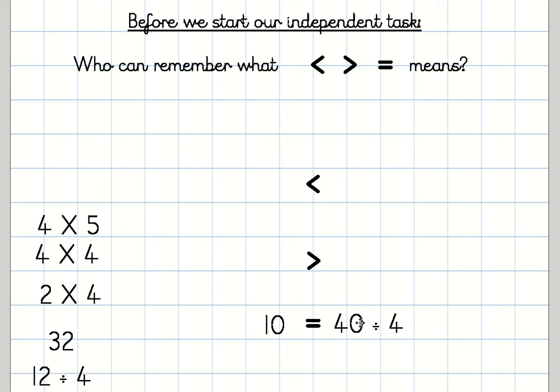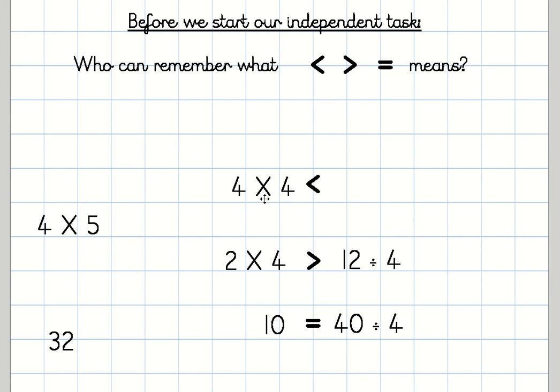So the last ones I'm going to leave you with are 10 equals 40 divided by 4. I'm going to leave you with 2 times 4 is greater than 12 divided by 4, because 2 times 4 is 8, and 8 is greater than 3. And then I will leave you with, let's do 4 times 4 is less than 4 times 5.